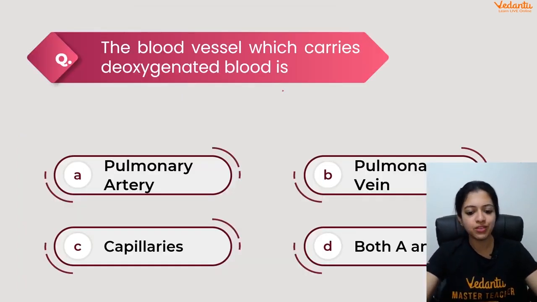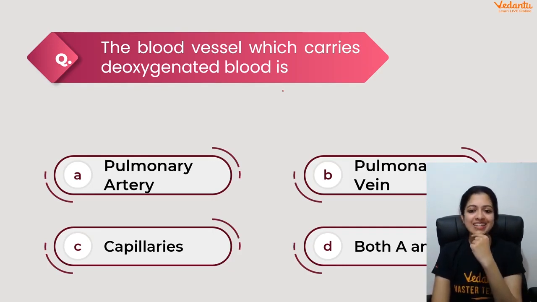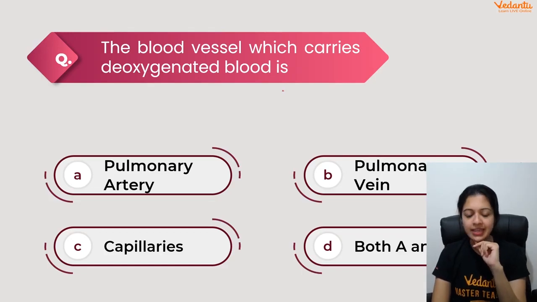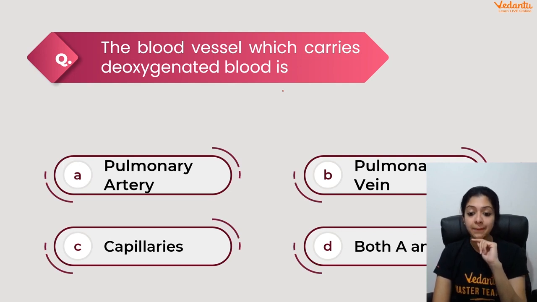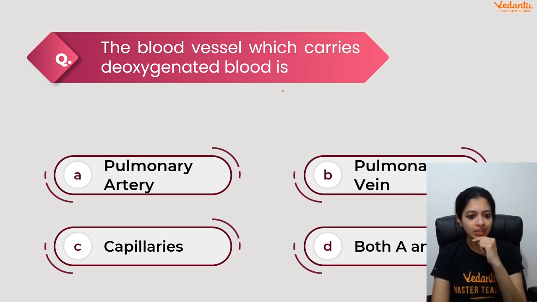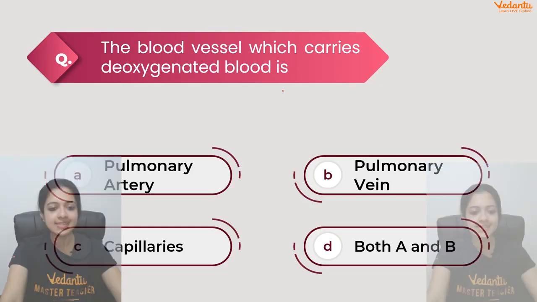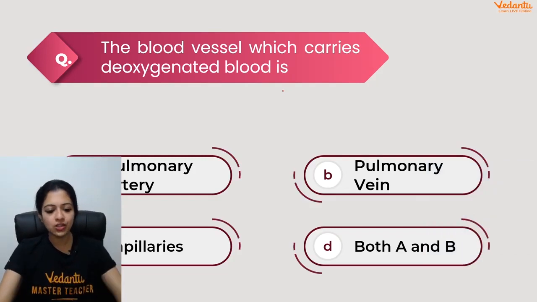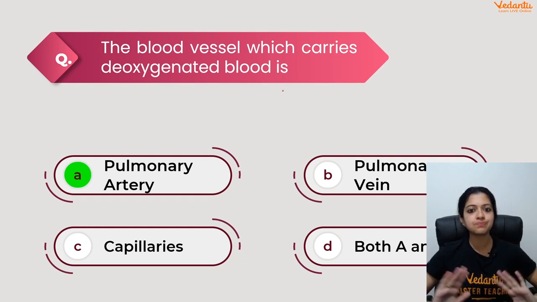Okay, now it's time for yet another quiz. Check this out. The blood vessel which carries deoxygenated blood, what would that be? Pulmonary artery, pulmonary vein, capillaries, or both A and B? Which of them carries deoxygenated blood? All right, and your time ends in 3, 2, 1, and go. The answer is pulmonary artery.